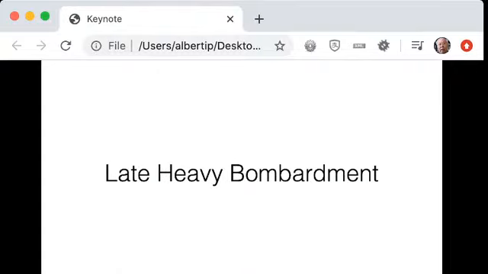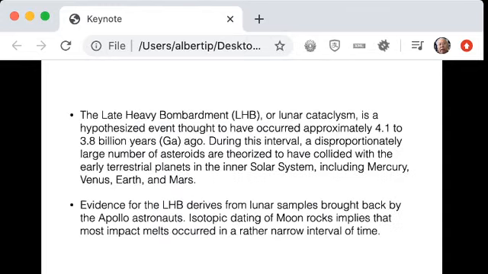There is a theory called the late heavy bombardment. The late heavy bombardment hypothesis says that the bombardment events lasted about 400 million years. So about 4.1 to 3.1 billion years ago, there was a period with a disproportionately large number of asteroids hitting the inner solar system.